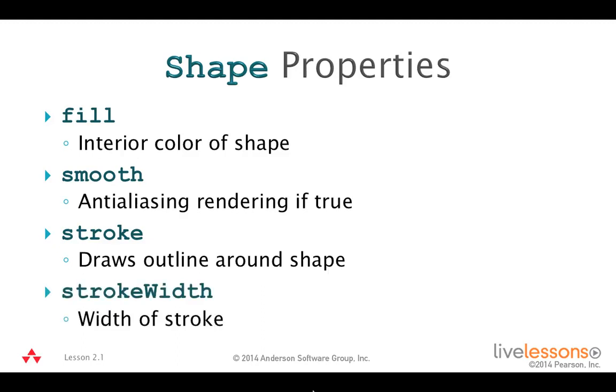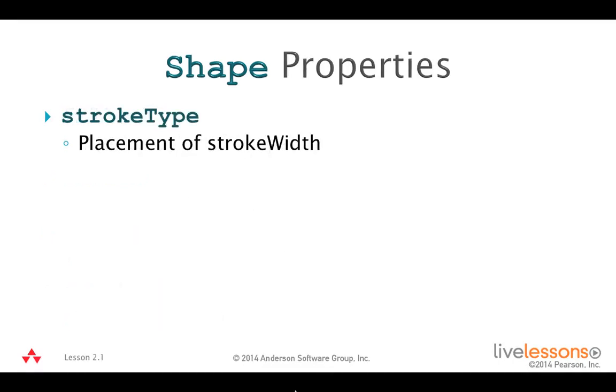The stroke width property is a number type and represents a square pen width. The value 0 specifies a hairline stroke, and the default value is 1. Property stroke type is an object property type that represents the placement of the stroke width. This placement can be inside, centered, or outside when applied to the boundary of a shape.